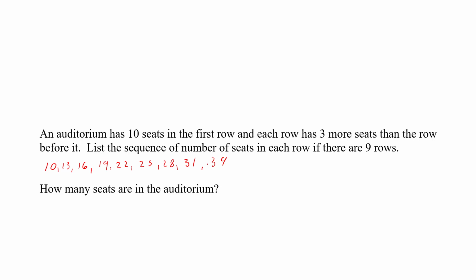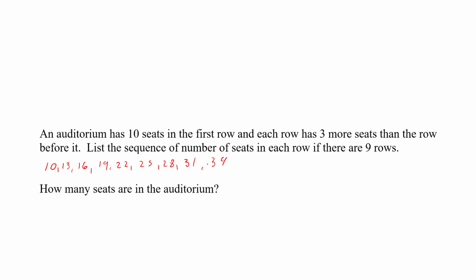So in this case, the term number just represents how many seats are in that row. So the first term is 10 because there's 10 seats in that first row. The second term is 13. And so that means that in the second row, there's 13 seats, and so on and so forth. How many seats are in the auditorium?